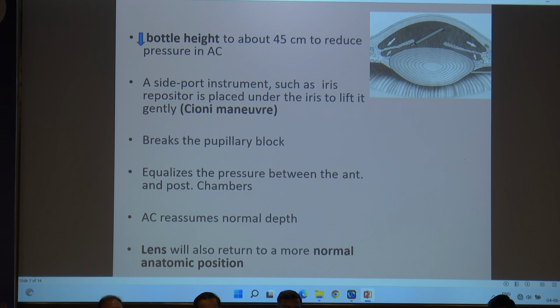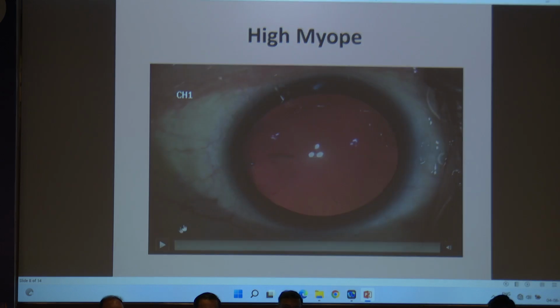And how to come out of this situation? You have to decrease the bottle height and reduce the pressure in the anterior chamber. A side port instrument such as an iris repositor is introduced through the side port. You can use the Sinskey hook also, and it is placed under the iris to lift it gently. This is called the Sinskey maneuver, which breaks the pupillary block and equalizes the pressure between the anterior and posterior chamber, and the AC then resumes a normal depth, and you are able to do the phaco as the lens comes into the normal position. This is the small video clip of high myopia.